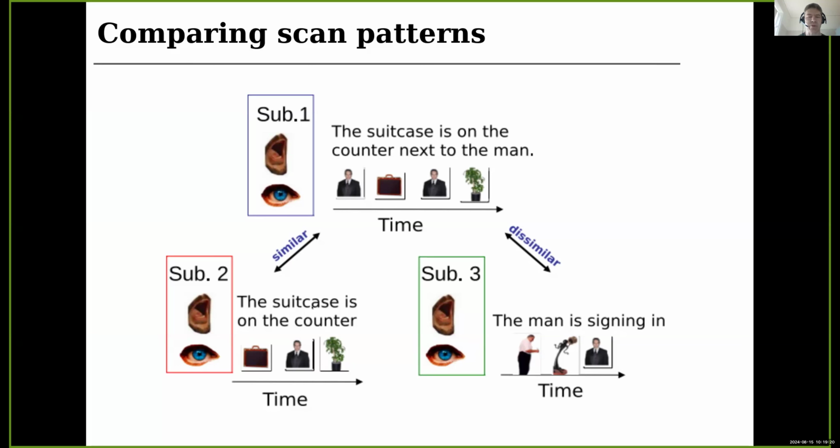That's essentially the claim, right? If one is similar, then the other one is also similar. Subject three, on the other hand, says the man is signing in, and they follow this scan pattern here: man in the white shirt, statue, man in the suit. So quite different from the scan pattern here. Because the sentence is dissimilar, we would expect the scan pattern to also be dissimilar. So the correlational claim is that if the sentence is similar, then the scan pattern is similar. If the sentence is different, then the scan pattern is also different. We can test this by simply computing the similarity between sentences and scan patterns.